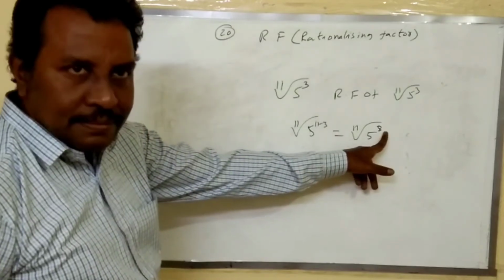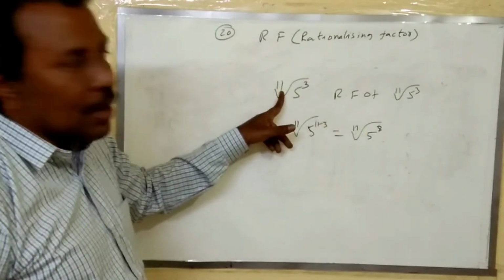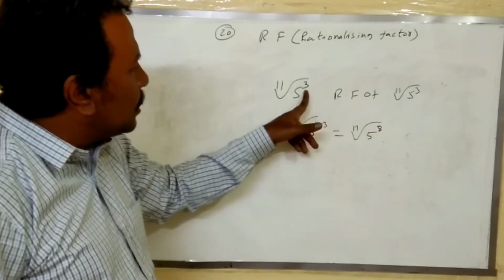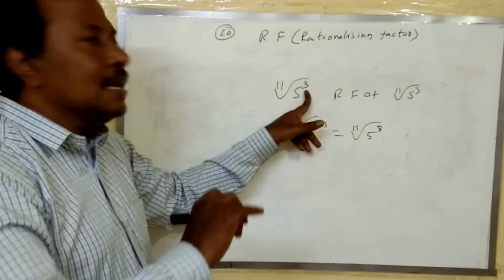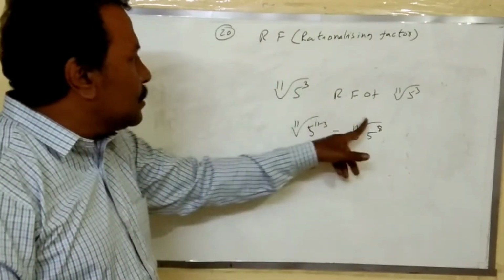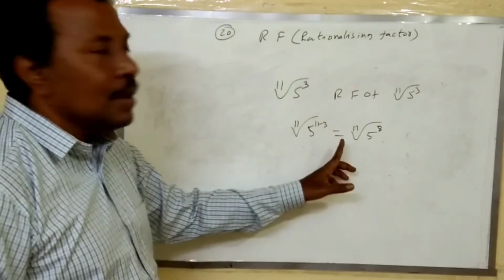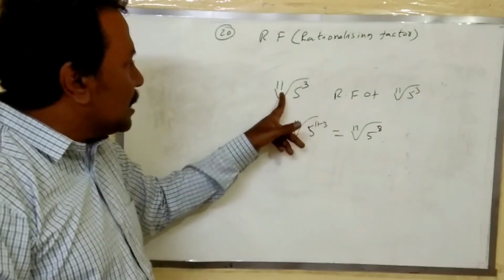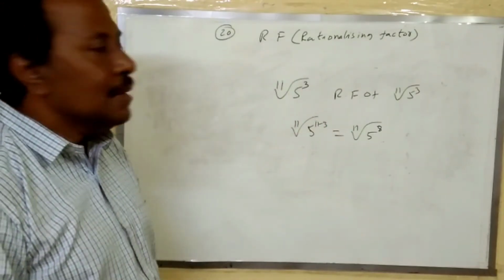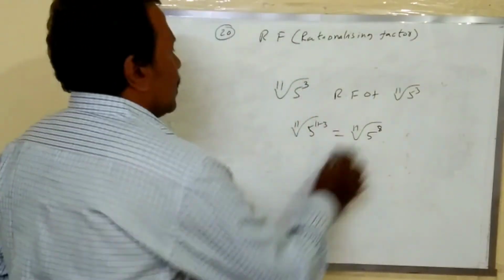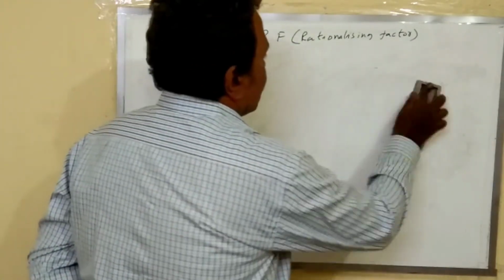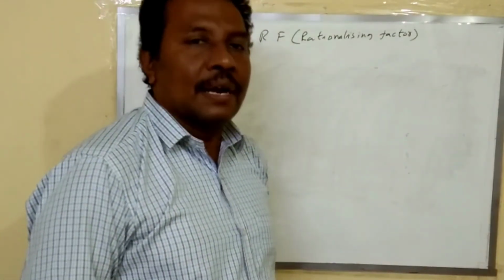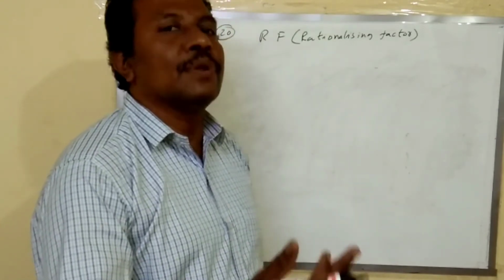Simply add the powers. That should be equal to the order. Here 8 added to 3, only 8 added to 3 gives 11. No other number added to 3 gives 11. So we have to choose a number which is added to this power to give this order. So this is nothing but the rationalizing factor. Okay. So what is the rationalizing factor? Rationalizing factor is a factor which converts an irrational number into a rational number.